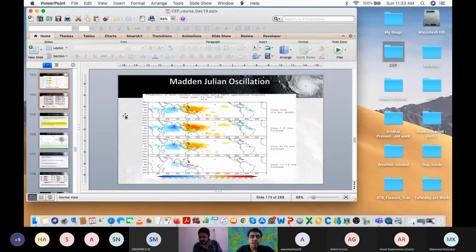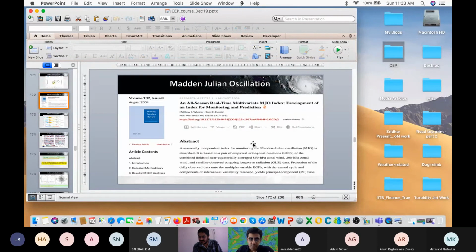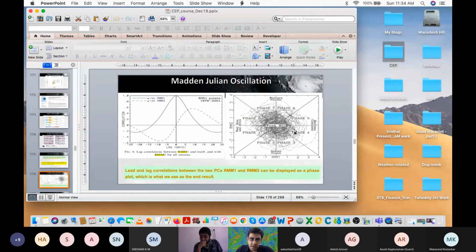So finding out the Madden-Julian oscillation is the key, and there is at least one proven technique which is present. That particular technique, either you can put it on a phase plot or you can put it on a Hovmöller type of diagram. It is the same thing, because the Hovmöller diagram is also telling me whether the MJO is in the Indian Ocean or in the maritime continent, and this phase plot is also telling me the same thing.